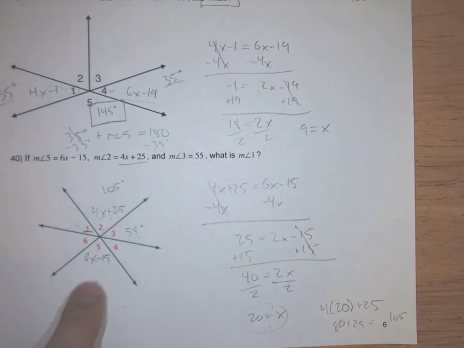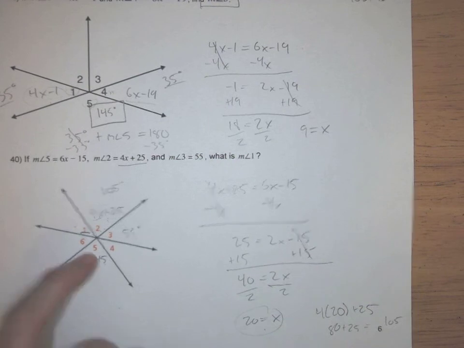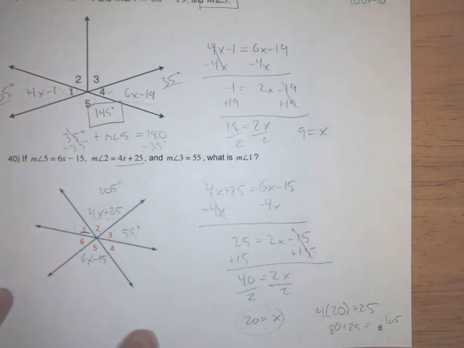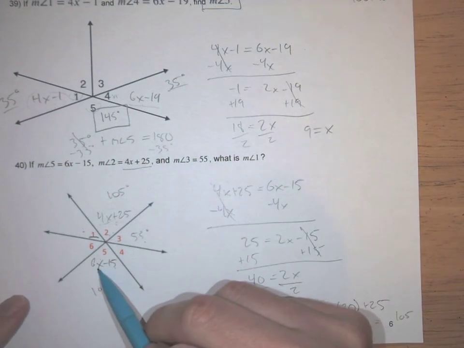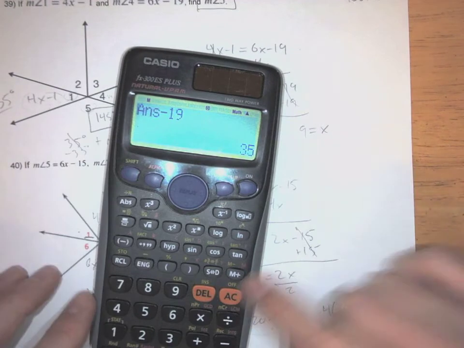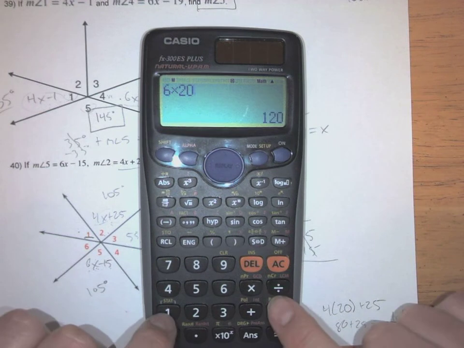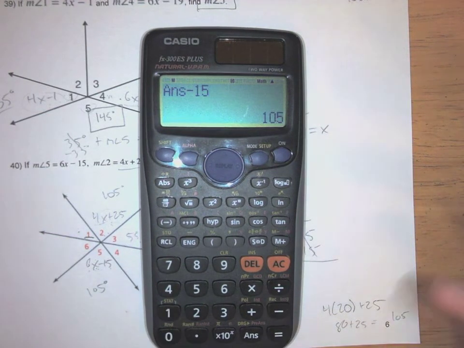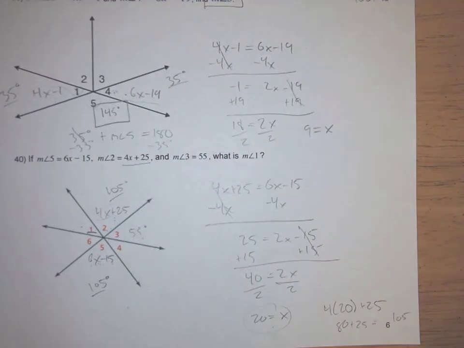Now we don't really care about angle 5, except for the fact that we know it has to be congruent to angle 2, which is why we set up our equation. But it has to be 105 because they're vertical angles. And if we wanted to double check, we could plug the 20 in here to make sure. So let's just double check our work. 6 times 20, so 6x minus 15, right? 6 times 20 minus 15. Okay, and we get 105. So yeah, we're good. Either way we slice it, we're going to get 105 for these angles, which is what we want.